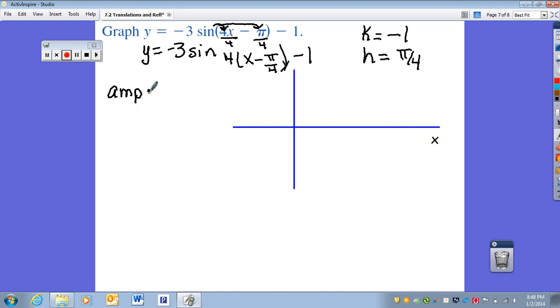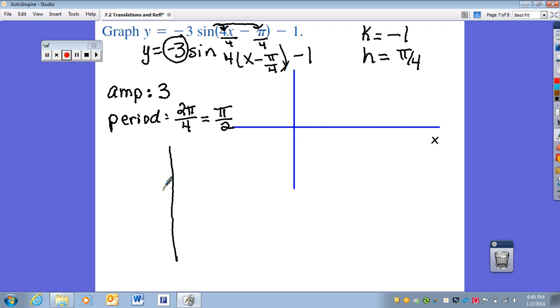Next, we want to find the amplitude. The amplitude in this case is the absolute value of a, so our amplitude is going to be positive 3. Then we want to find the length of our period, which will change, but for now, remember it's 2 pi divided by the absolute value of b, which is 4. So that's going to be pi over 2 to begin with before we do any of our other shifting.